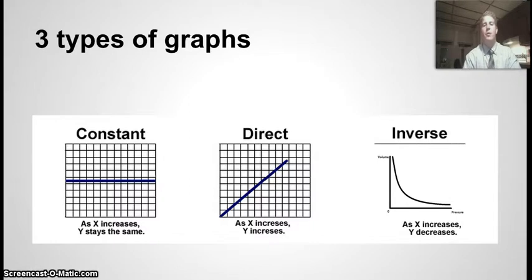And then the inverse proportion is a slightly curved line, but it starts high up on the y-axis, and then as it comes down, it's going to go out on the x-axis. So x increases and y decreases. And we'll take a look at an example of how we could get a graph like that.